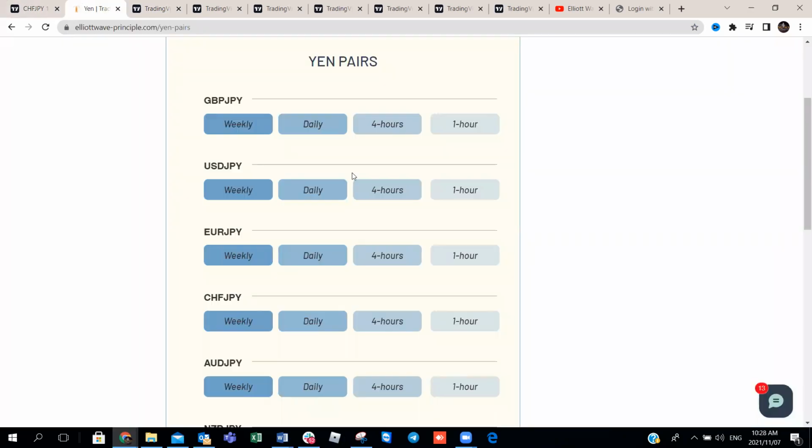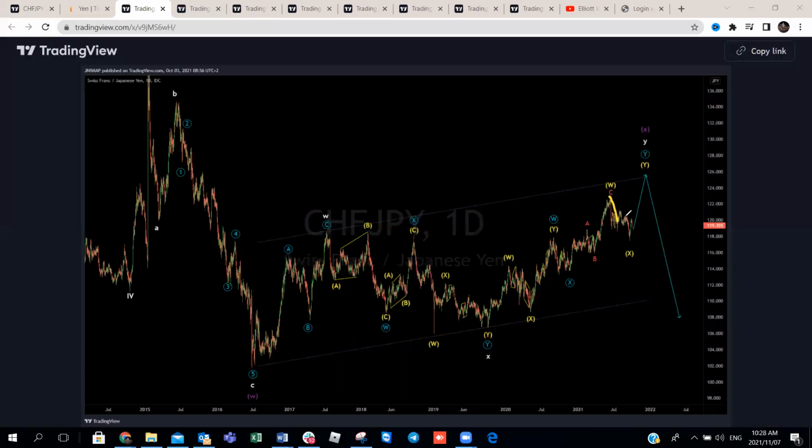Okay, CHF yen. Now CHF yen, check where we focused CHF yen from as far as the daily is concerned. Remember this three-wave structure that we had? We actually focused it from the top here, coming down here. And this is quite a big move because it was from 120 to about 114. So that's about 600 pips here. We got that move here.